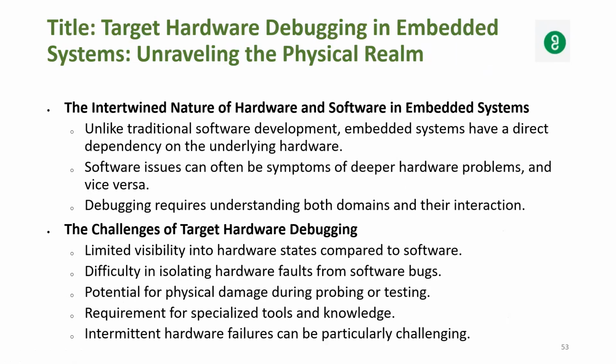Hardware and software are intertwined in embedded systems. In traditional software development, the software does not depend directly on hardware. So software issues in embedded systems can be symptoms of deeper hardware problems. Software issues are not that much of a problem in traditional software development. In embedded debugging, it requires both domains and their interaction.